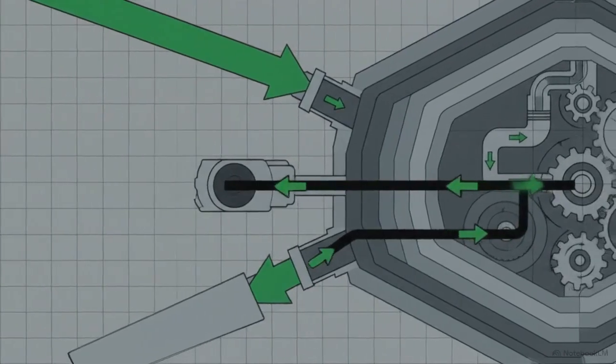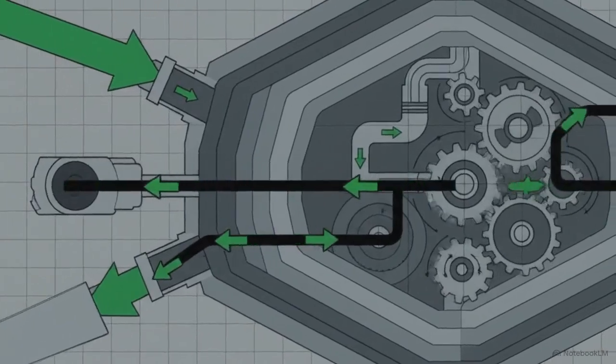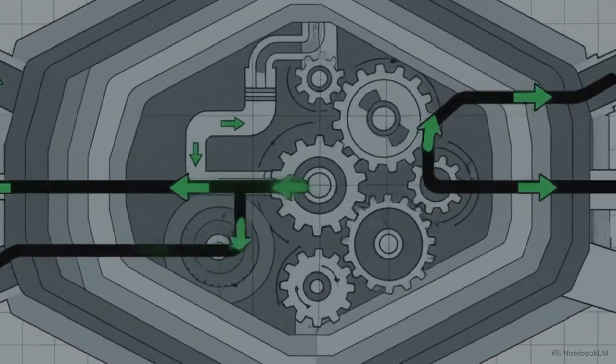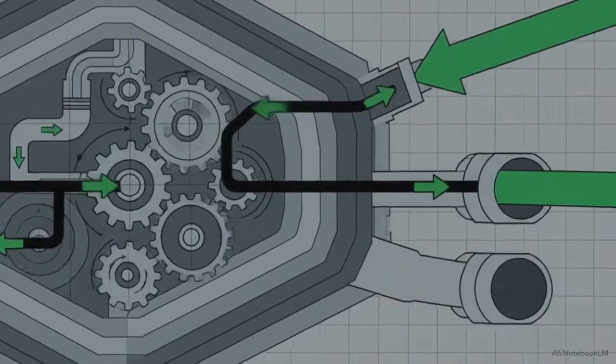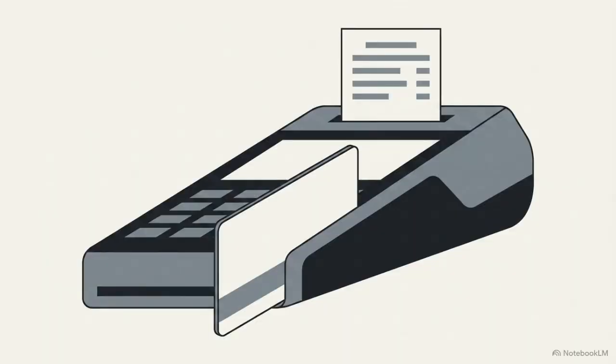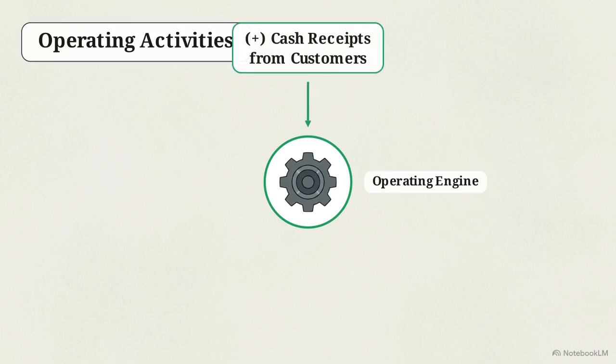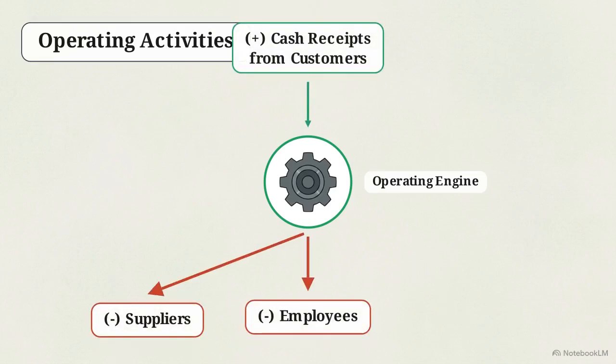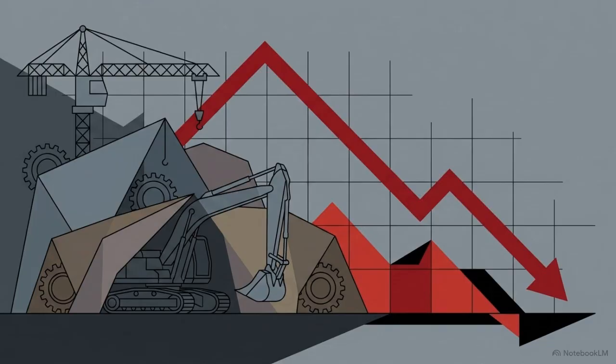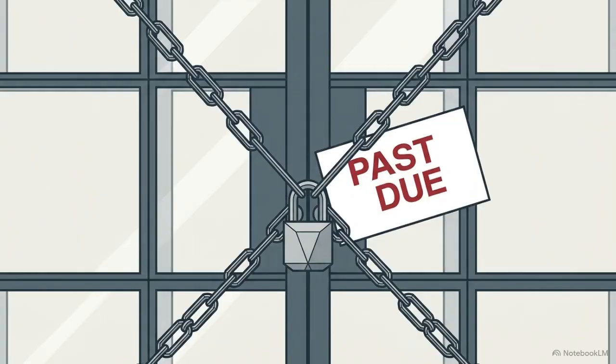We begin with operating activities. This is the first lens through which we view a company's health, representing the core engine of the business. These are the principal revenue-producing activities, the transactions that generally enter into the determination of profit or loss. The engine works like this. Cash receipts from customers flow in, while cash payments for suppliers, employees, and income taxes flow out. If the net cash from these operations is negative over the long term, it indicates the company cannot maintain its operating capability or repay loans without looking for external funding.